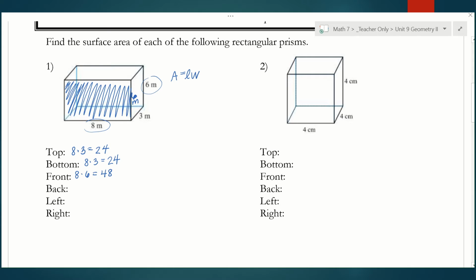Now the back has that same area. Let me show you the back just so that we're clear. So this is the back side here.